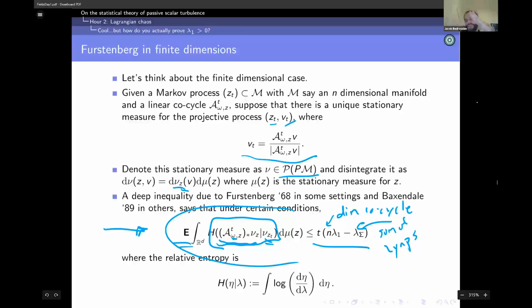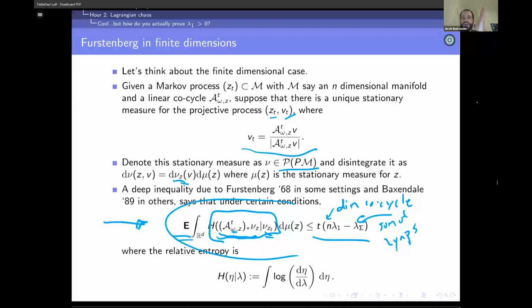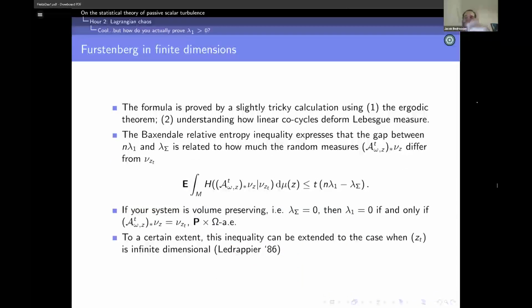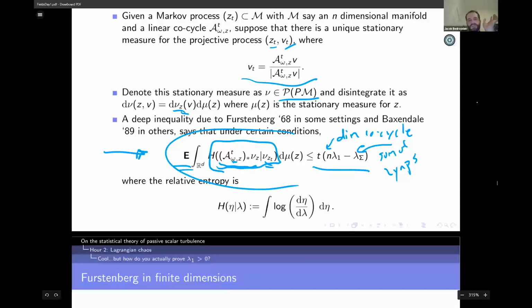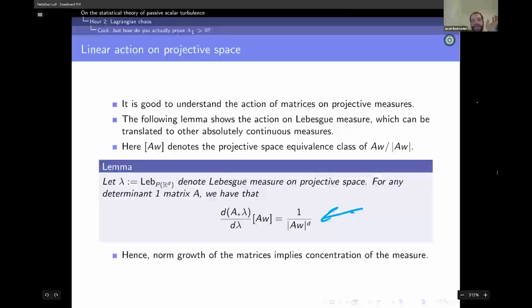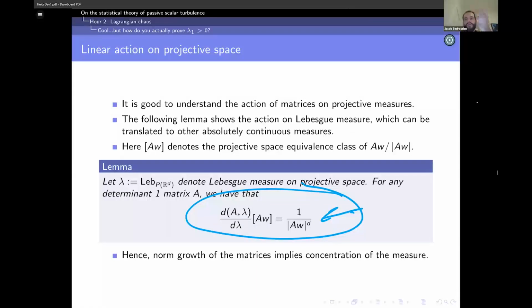And under some conditions, you can actually prove that it's an identity, an equality. This is a really deep inequality, and it's too hard for me to explain on a slide, but also not ludicrously hard. It's some tricky uses of the ergodic theorem and formulas of this type. So being able to understand how Lebesgue measure is deformed by the flow maps of your underlying dynamical system and your cocycles.